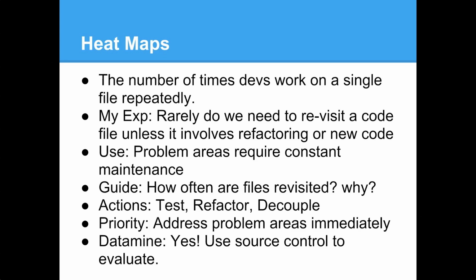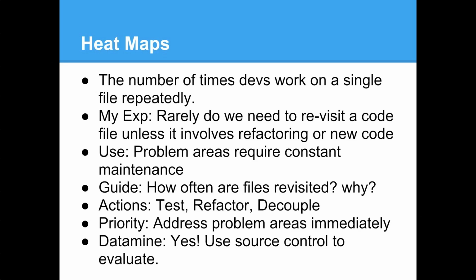This is typically seen in a tug of war where two developers are working on the same file repeatedly because the same bugs are introduced over and over again. Problem areas require constant maintenance. How often are files revisited is the question that should be asked during a retrospective, and exploring ways to resolve those issues. Actions that you can take are test, refactor, and decouple.